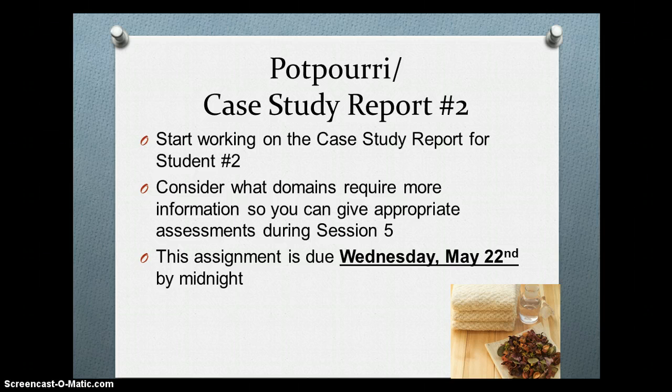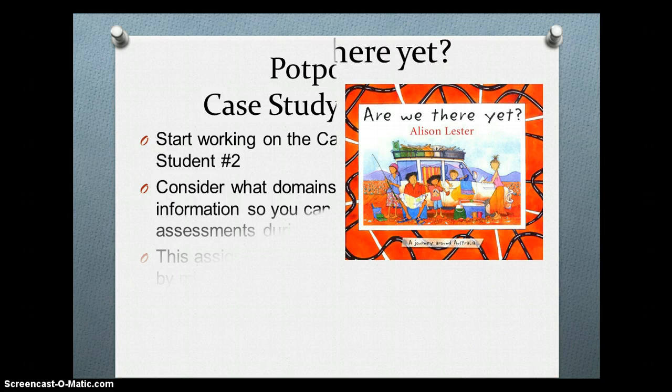I highly encourage you to get it in on that date because the last day to submit any assignment is Friday, May 24th for the semester. So that's only 2 days after that is due anyway. You will not have a 1 week grace period like you do on most assignments for reduced credit. So please get your case study in by Wednesday, May 22nd. You can definitely start working on that now.